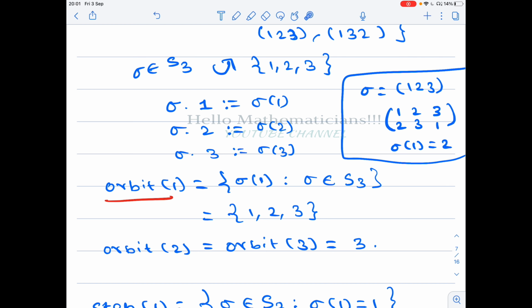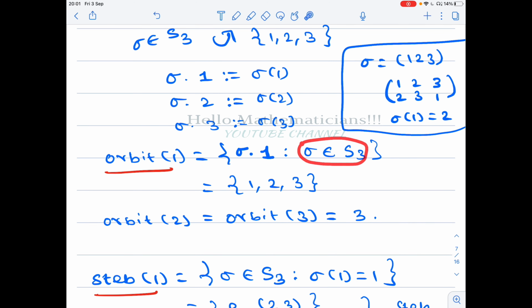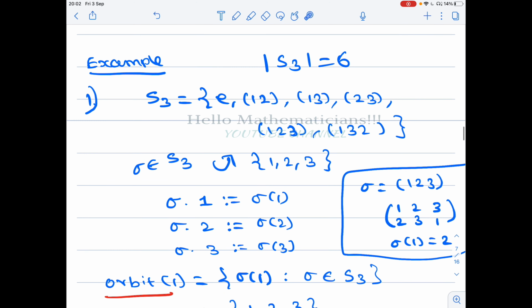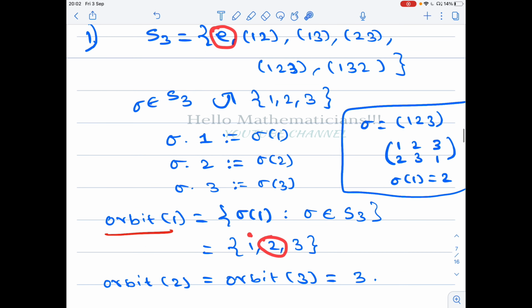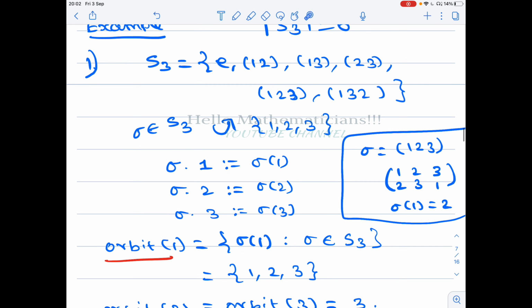If you multiply sigma to the number 1, you get sigma of 1. Maybe I should write one more step that will make better sense. The orbit of 1 is nothing but what you get when you multiply all the elements of S3 to 1. That is the orbit. By definition, sigma dot 1 equals sigma of 1. So basically you take all the permutations in S3 and look at the images sigma of 1. Wherever 1 is mapped to under any permutation of S3, that is the orbit. Now 1 is mapped to 2 by this permutation, therefore 2 belongs to the orbit. By the identity permutation, 1 is mapped to 1. If you take this (1 3), 1 is mapped to 3.